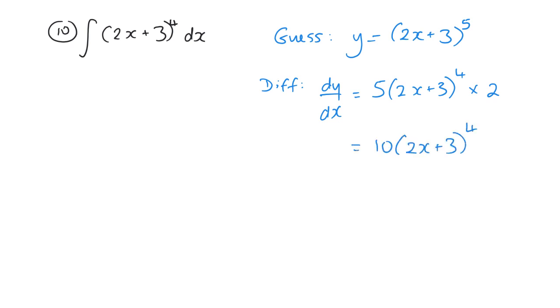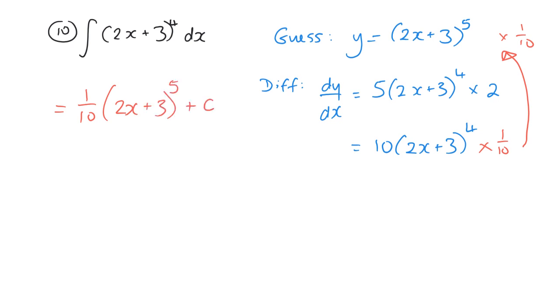So we get 10 times (2x + 3)^4. So I want to get rid of that 10, so I'm going to multiply by a tenth. So I'll have to multiply my guess by a tenth. So our answer is a tenth upon (2x + 3)^5 + c.